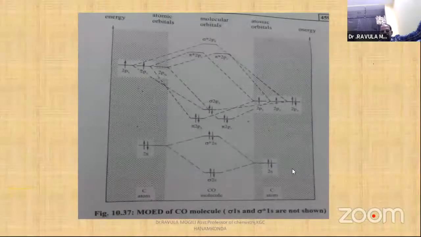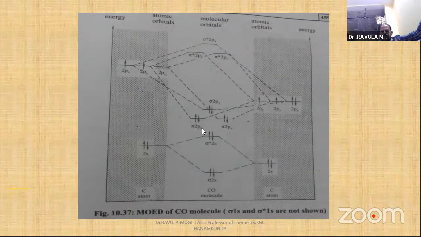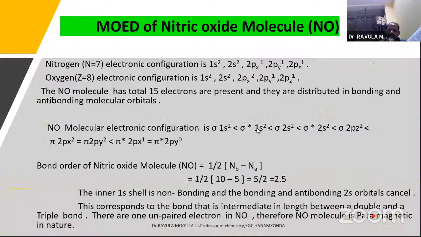So you see this is a diagram. This is the carbon atomic orbital, the oxygen atomic orbital, which has somewhat less energy in comparison with the carbon atomic orbitals. So here, nitric oxide. The nitric oxide molecule is like this. Here, how many electrons? 14 electrons. So this is more than a 14 electron system.